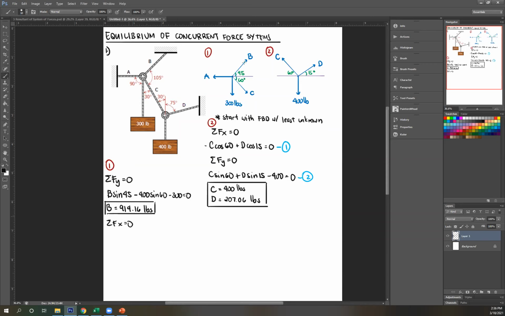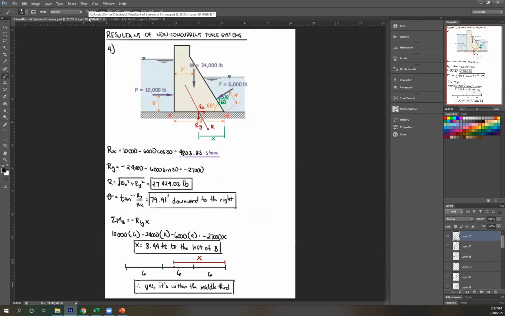Summation of forces X equals 0. Let's start with A. A is to the left, therefore negative A. B is to the right, therefore positive B cosine 45. C is to the right, so plus C cosine 60. No horizontal equals 0. I know B. I know C. I can solve for A.